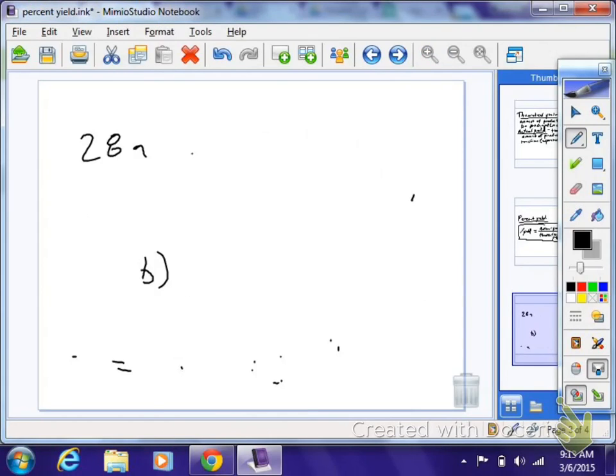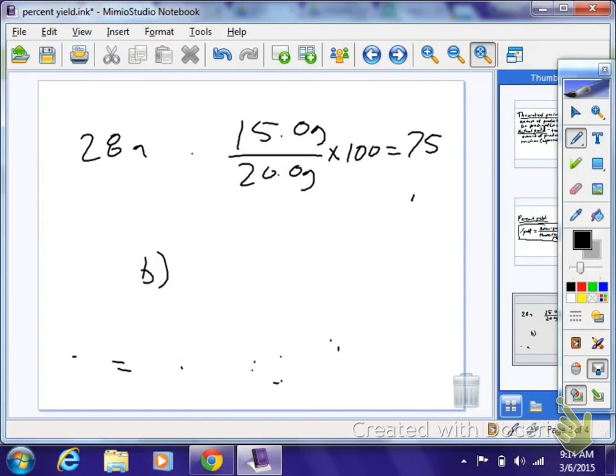It's really easy. 28A asks for what's the percent yield. So we have a theoretical yield of 20 grams and an actual yield of 15 grams. So our equation says 15 grams actual yield divided by 20 grams. 0.75, right, times 100. 75% yield. Okay, that tells you that you got 75% of what you theoretically could come up with.